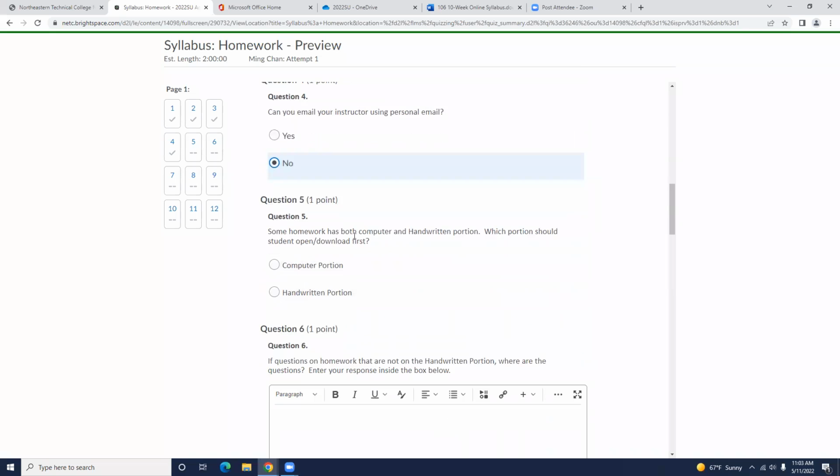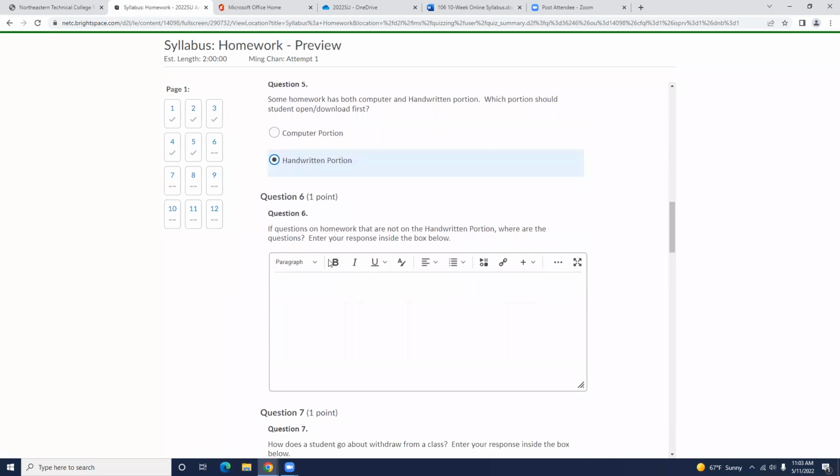Some homework has both a computer and a handwritten portion. Which portion should a student open or download first? You should always open and download the handwritten portion first, then open the computer portion, so you can do both portions at the same time, back and forth. If the questions on the homework are not on the handwritten portion, where are they? Earlier I showed you that topic 8, for example, handwritten portion started with question number 4. So where are questions 1, 2, and 3? They must be on the computer portion.